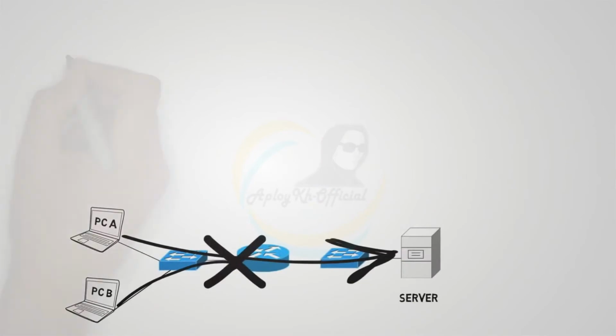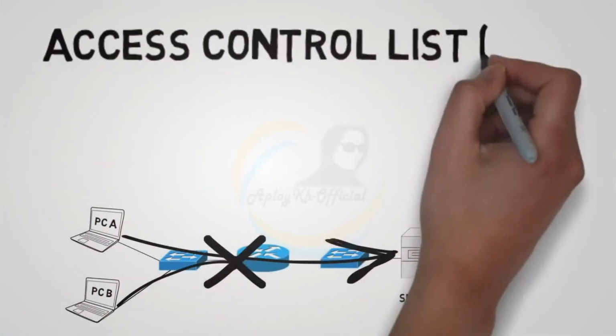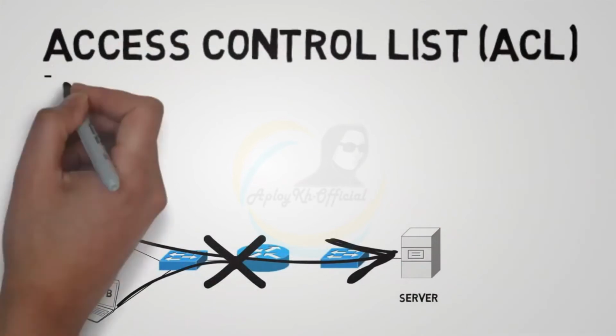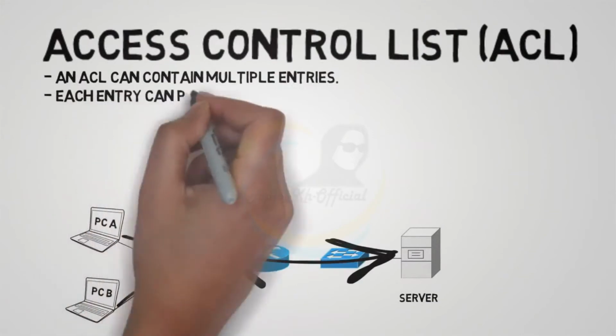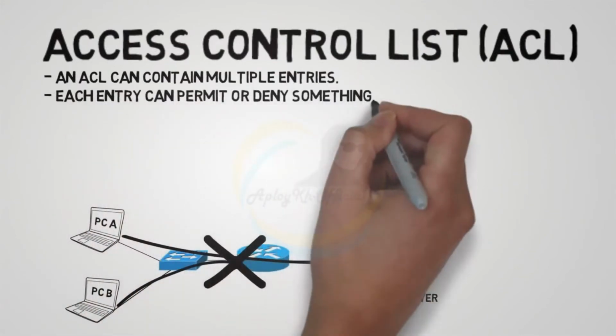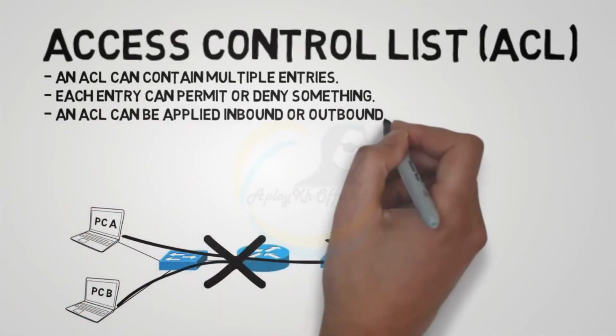That's exactly what we can do with an access control list, or an ACL, and you might hear that pronounced as ACL. An ACL can have multiple entries, and these entries say that we're going to permit some type of traffic or we're going to deny some type of traffic. For example, I might want to permit PC A's IP address to come in to the router, but I might want to block PC B's IP address from coming into the router. Or I could apply that ACL as we're leaving the router.